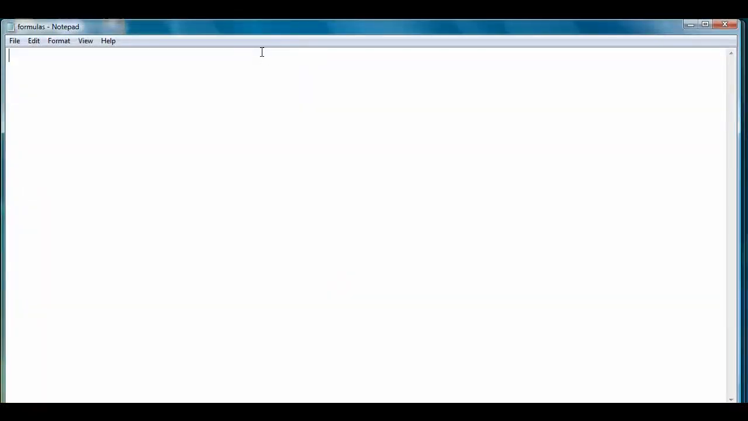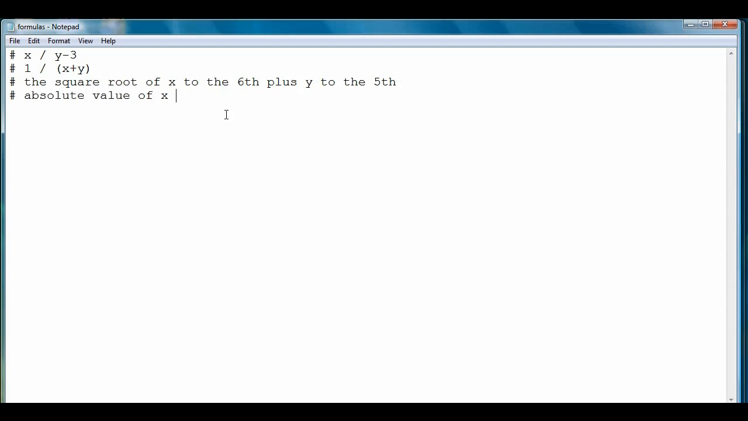First I'm going to show you the formulas that we're going to convert, or translate, is probably a better word. So our first formula is x divided by y minus 3. Our second formula is 1 divided by x plus y. The third formula is the square root of x to the 6th plus y to the 5th, and I'll be filling in values for x and y for all of these. And then the last one will be the absolute value of x plus y.